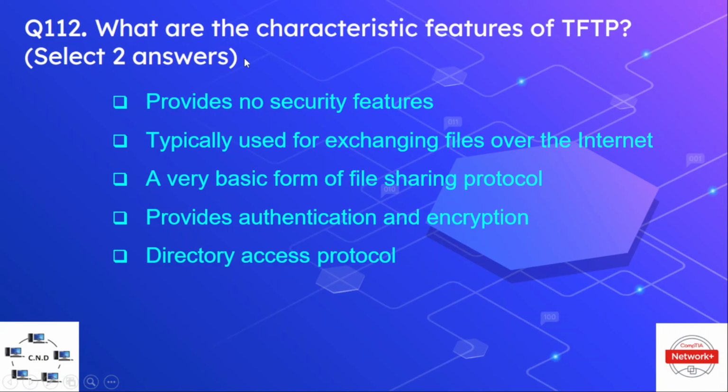Question number 112 is that what are the characteristic features of TFTP or Trivial File Transfer Protocol? And we have to select two answers. And the options are provides no security features, typically used for exchanging files over the internet, a very basic form of file sharing protocol, provides authentication and encryption, and it is a directory access protocol. And the correct options are that it provides no security features and that it is a very basic form of file sharing protocol.